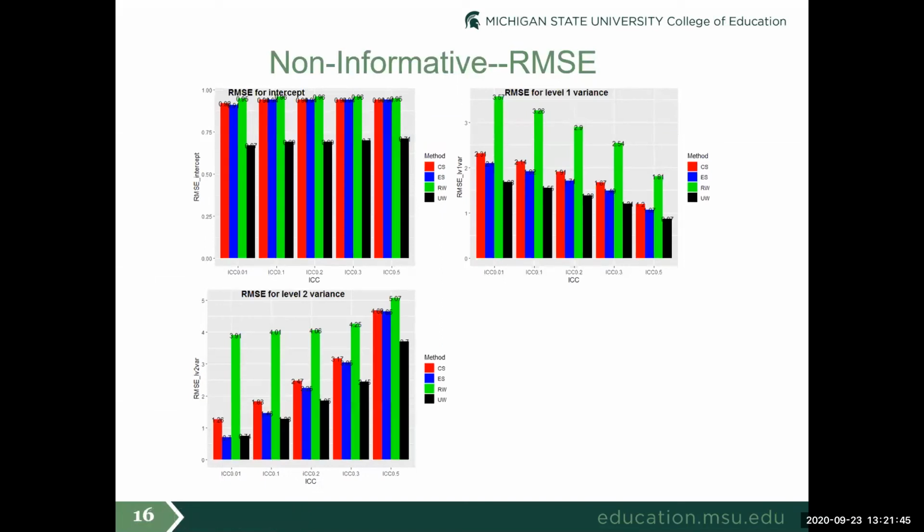In terms of root mean square error in the non-informative condition, including sampling weights increases the root mean square error for all these 3 parameters. So the unweighted method works most efficiently across all the conditions. As for the effect of ICC, RMSE remains almost the same as ICC increases for the intercept. The RMSE decreases for the level 1 variance and increases for the level 2 variance as the ICC increases.